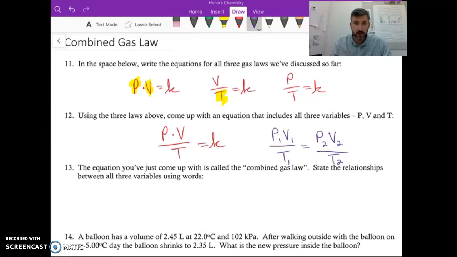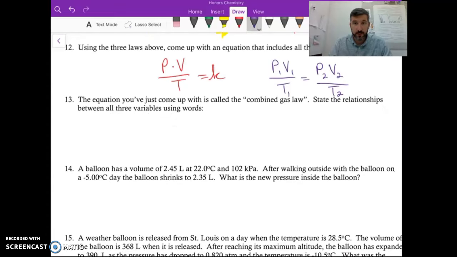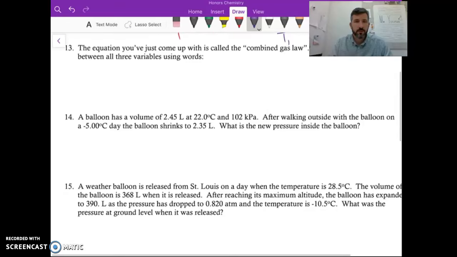So both of these are considered the combined gas law. And then if I were to say it in words, it would just be pressure is inversely related to volume, but they're both directly related to temperature. So let's do a problem.